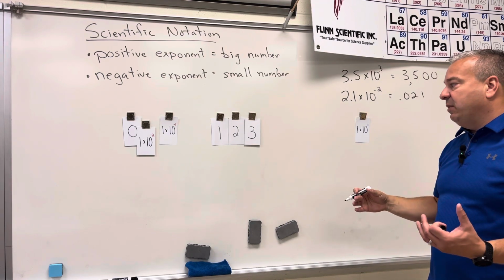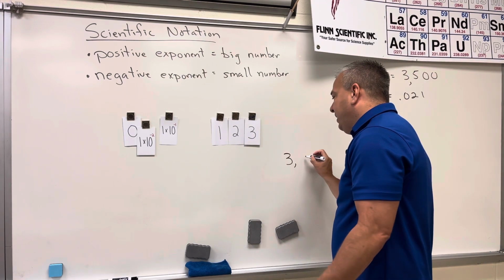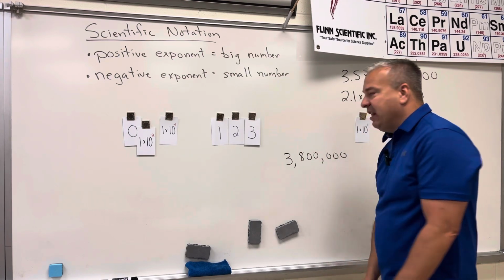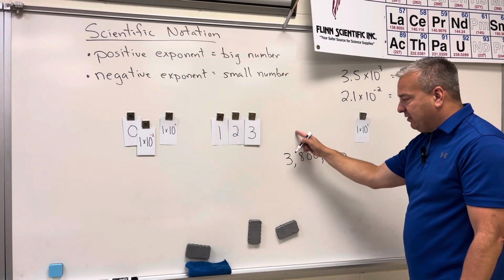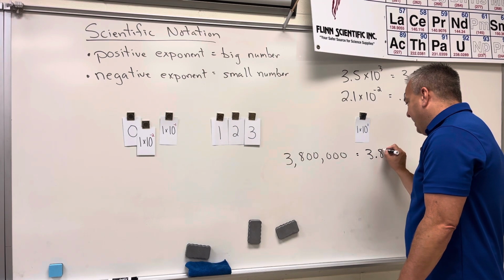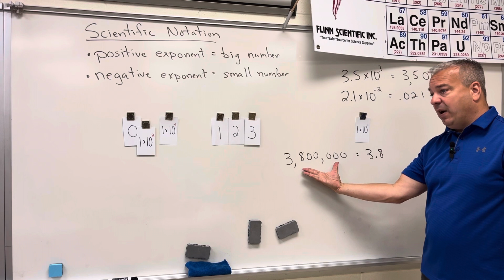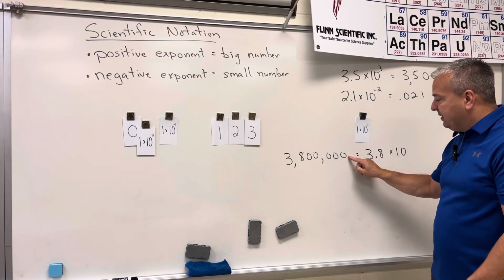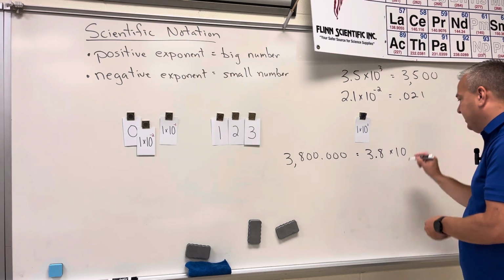And then you can do this in reverse as well. If you have a number like 3,800,000, and you know you need to put this into scientific notation, I want to remind you, you always put the decimal between the first two numbers. So I get 3.8. And this is a really big number, so I know the exponent is going to be positive, but by how many places? 1, 2, 3, 4, 5, 6 places.